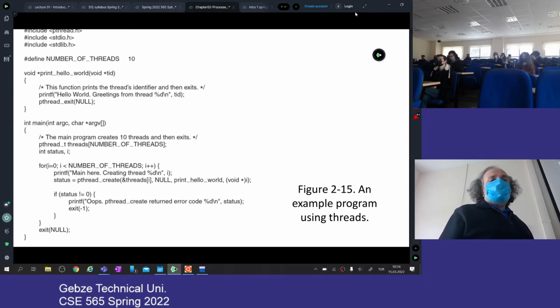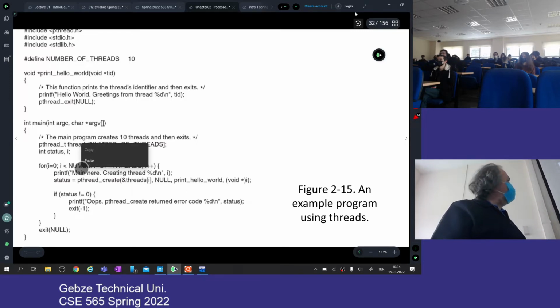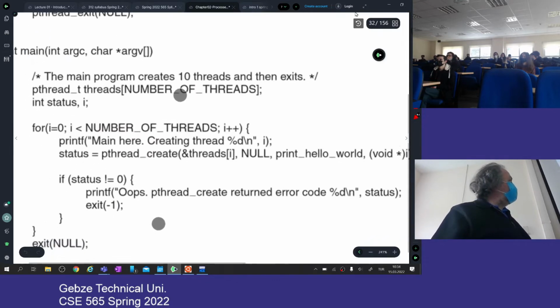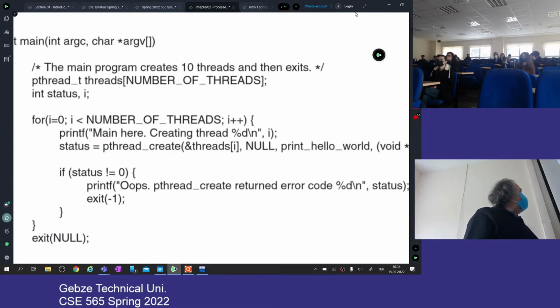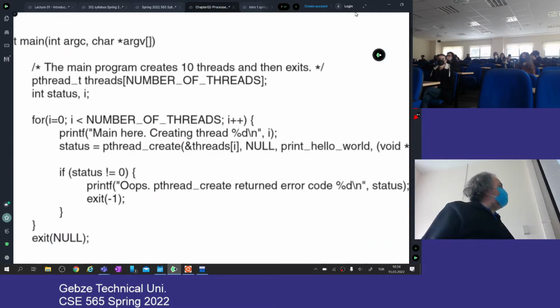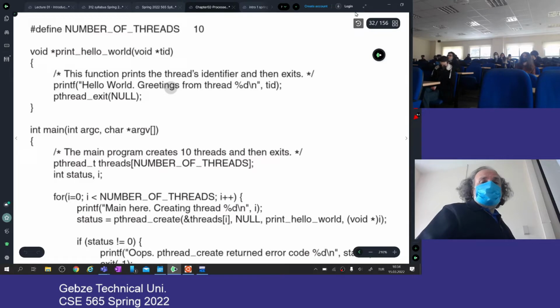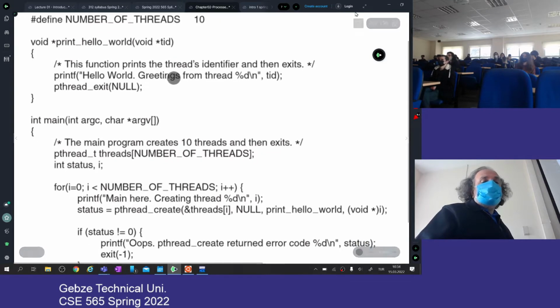When we looked at this program, we said that when you run it, there is a loop that runs from 0 to 10, and it creates 10 threads. Each of the threads is very simple, actually. They are just printing this message and terminating themselves.